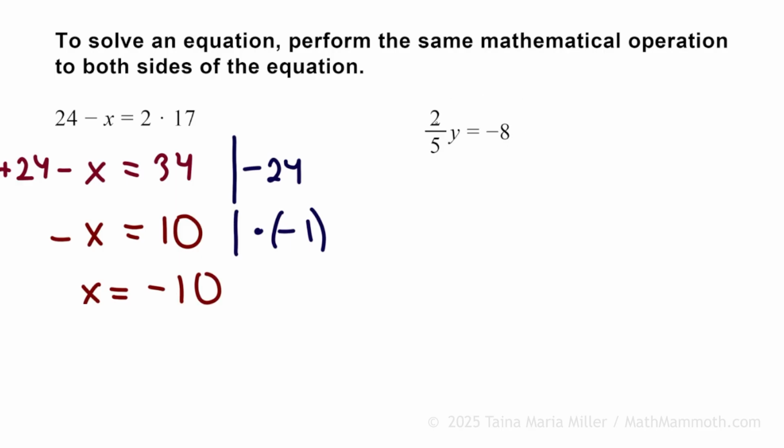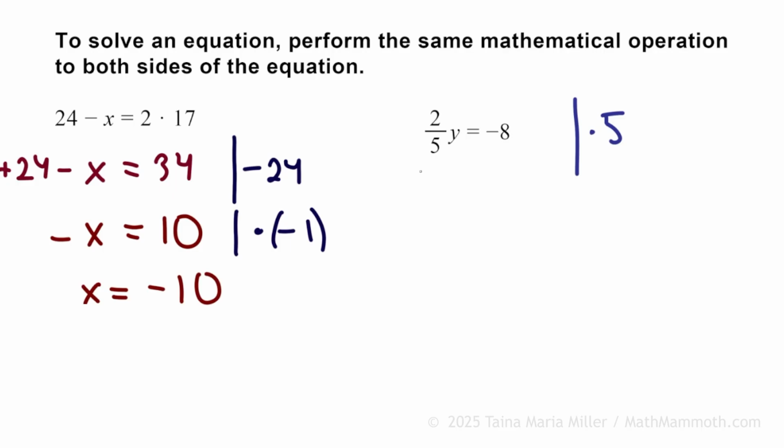In this other example, we have a fraction, 2/5 times y equals -8. And so the standard thing to do with fractions is to multiply the entire equation by the denominator, because then we will get rid of the fraction and it's easier to solve after that. That's not the only way you could start solving this. You could start solving it by dividing by 2 or multiplying by 5/2.